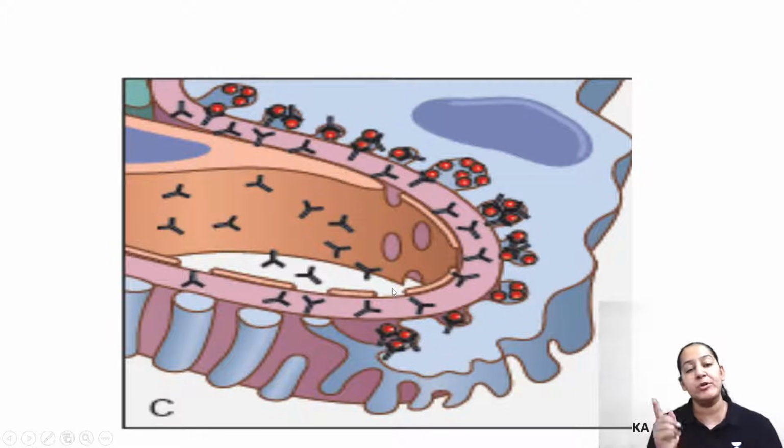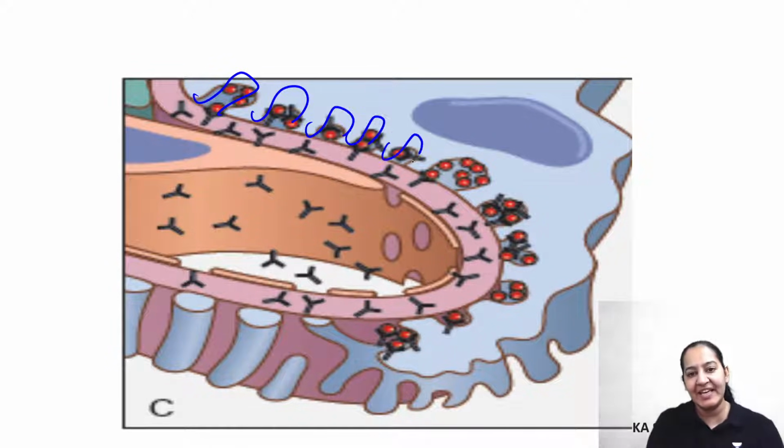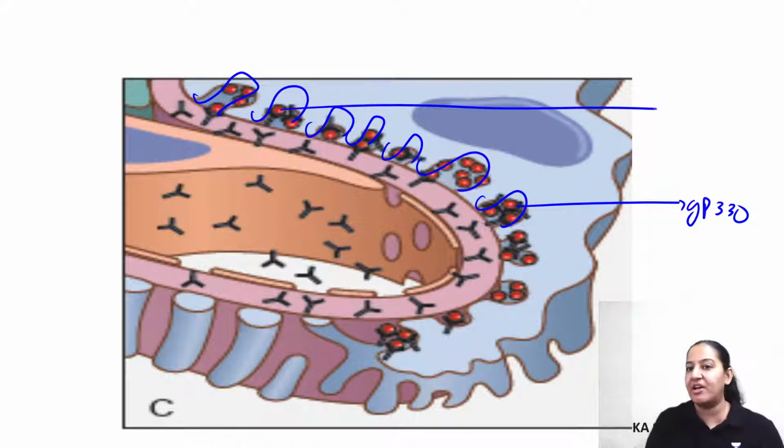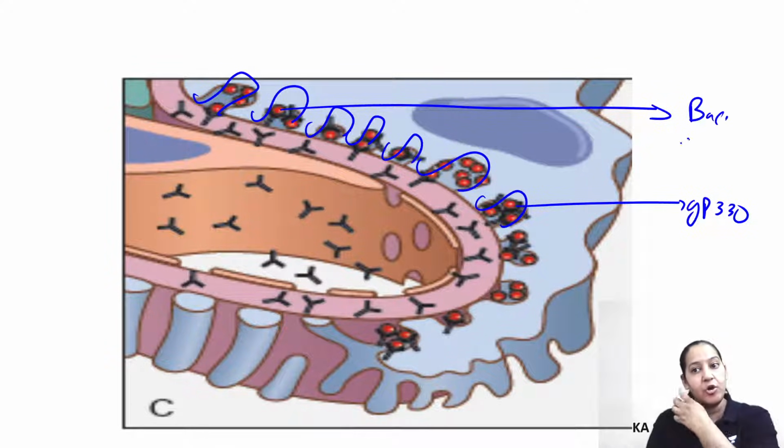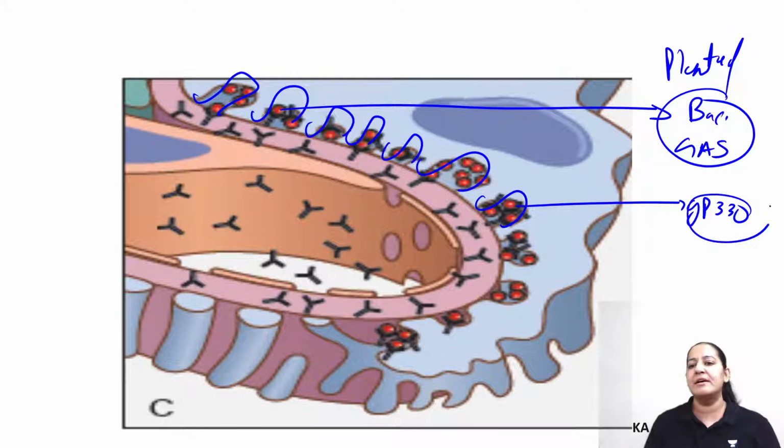This is the diagram. Now the same diagram I have shown you in PSGN also, post-streptococcal glomerulonephritis. You can see the podocytes. On the podocyte here, the red color antigen is GP330, which is a fixed antigen. And if I talk about PSGN, this diagram is the same, but the red color antigen is the bacteria, group A beta streptococcus. Now this is a planted antigen, and this is a fixed antigen.